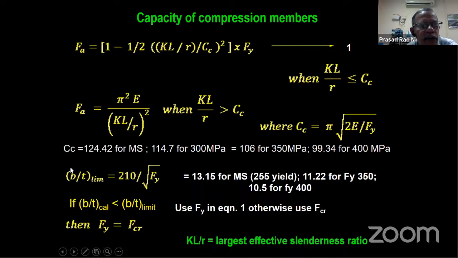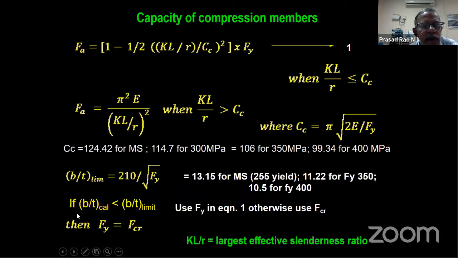And suppose the B by T limit is 210 by root Fi. Suppose I am taking a 100 by 6 or 110 by 6 mm section. What will happen? Your section will be subjected to the B by T check. Suppose for mild steel, it is 13.15. As Fi increases, your B by T limit decreases. The same member which is not falling in the B by T limit in mild steel may fall in the B by T limit in high strength steel. So that has to be checked for plate buckling stresses also.